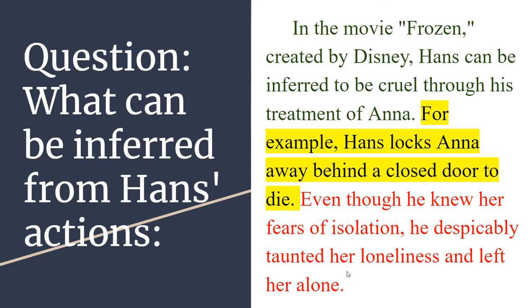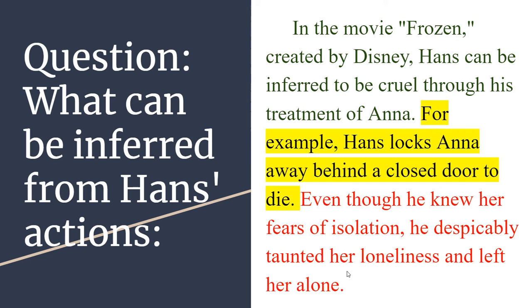Well, if we had the question, what can be inferred from Hans's actions? We can go through and put in our topic sentence. In the movie Frozen, created by Disney, Hans can be inferred to be cruel through his treatment of Anna. There we go. We have an inference we're able to make. We're able to infer that Hans was cruel. We have to support that, though, with evidence, because we used evidence to make that inference. For example, Hans locks Anna away behind a closed door to die. That's our evidence. That is the action that we saw in the movie that showed us that Hans was cruel.